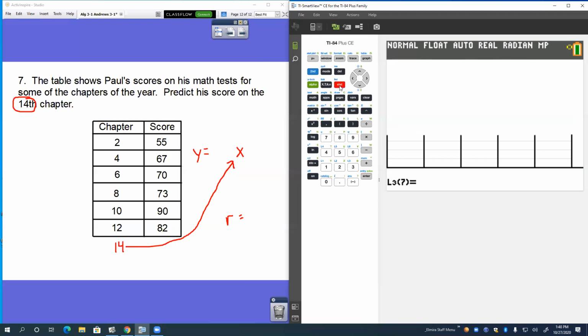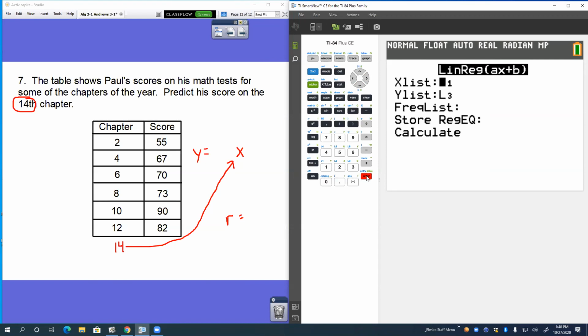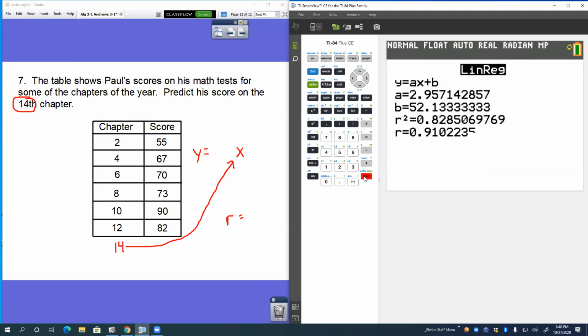So you're going to hit stat and then calc and then down to number 4, which is linear regression. You're going to go down to calculate. So I'm going to round to the nearest whole number again. So 2.95 is really a 3 in front of my x. And then my b value is going to be a 52. So I have 3x plus 52.